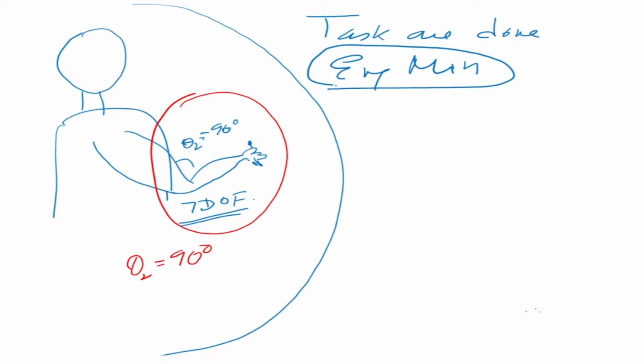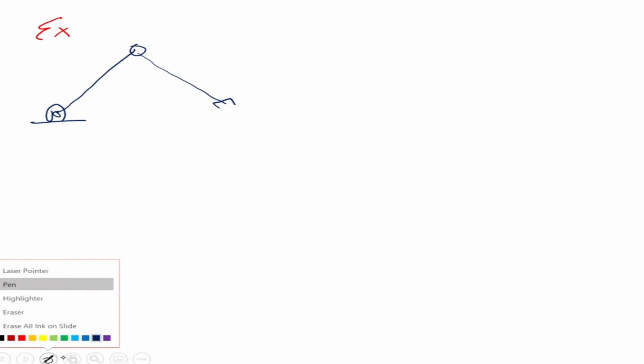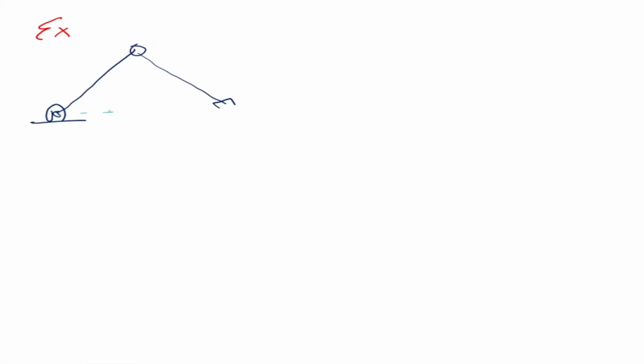Now let us look at a very simple example and try to understand the variation of the energy as it is moving. So here we have a two-link manipulator. These are two links. This is the end effector, and the manipulator has to trace a path like this. This is a straight line path, and the manipulator has to trace that path.